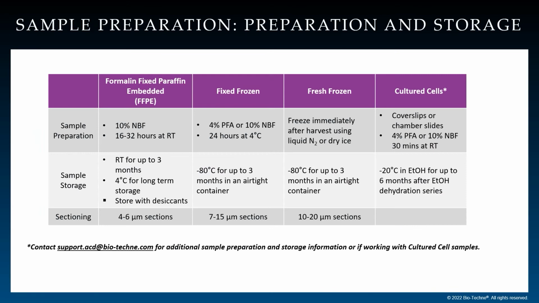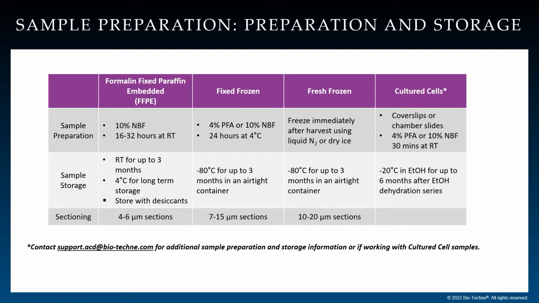Each sample type has varying sample preparation, storage, and sectioning guidelines. For FFPE, ACD recommends samples be fixed in 10% NBF for 16 to 32 hours at room temperature. Samples can be stored at room temperature with desiccants for up to 3 months and should be kept at 4 degrees Celsius with desiccants for long-term storage. FFPE samples should be sectioned at 4 to 6 microns.